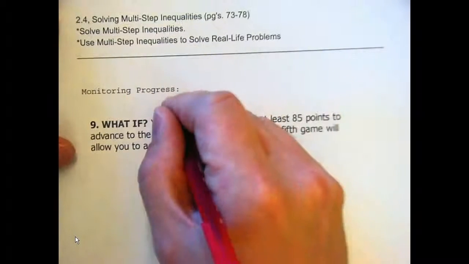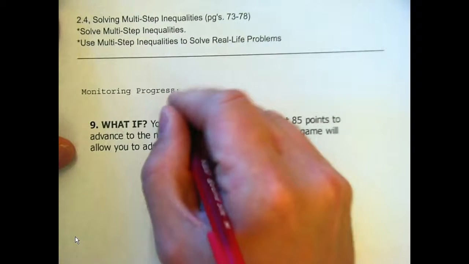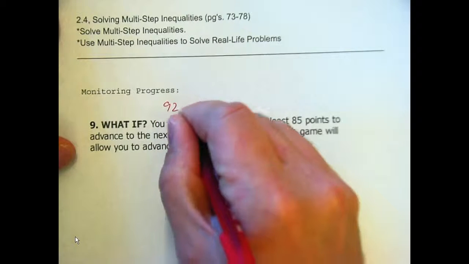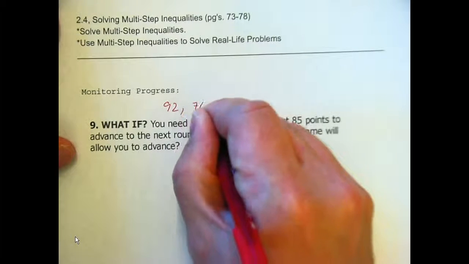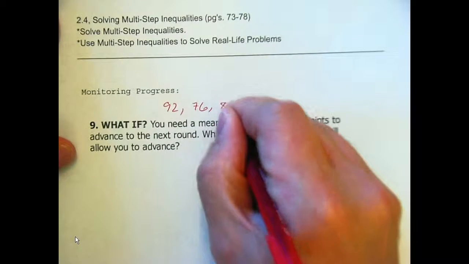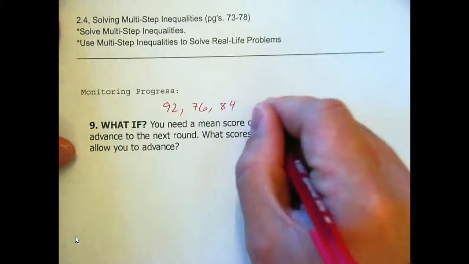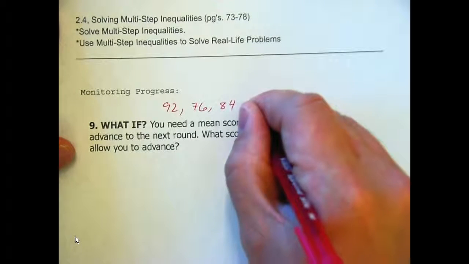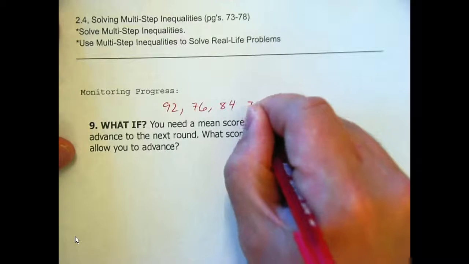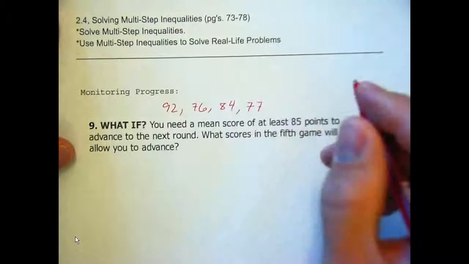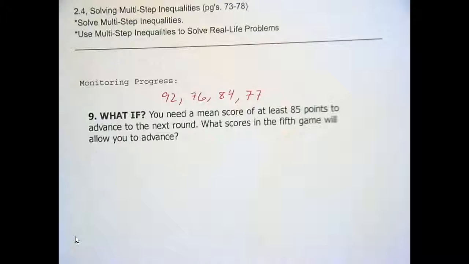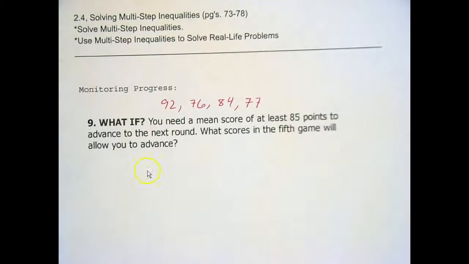Well, I'm going to give you some game scores here. 92, 76, 84, and 77. Lucky sevens. Okay? Very good. Those are your game scores. Find what you need in the 5th game to have an average of at least 85.